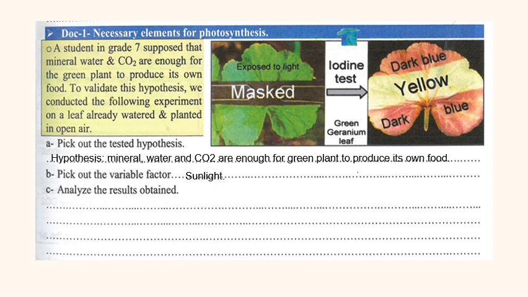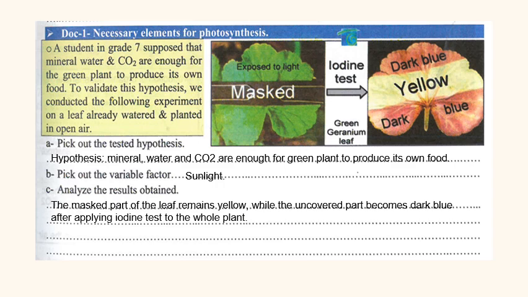Analyze the results. As you see here, the part of the green plant that was exposed to light turned dark blue upon adding iodine to it, whereas the masked part of the leaf turned yellow upon applying iodine test on it. So how do we analyze it? We have to say the masked part of the leaf remains yellow while the uncovered part becomes dark blue after applying iodine test to the whole plant.